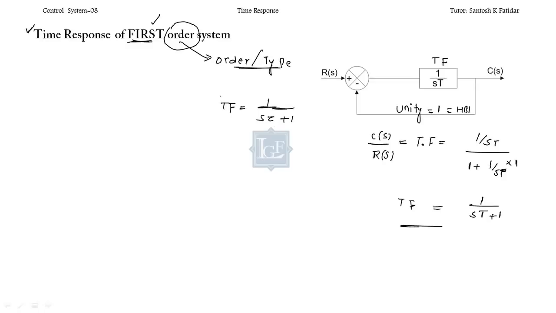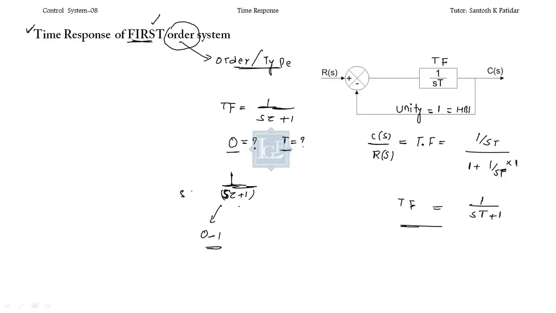Now if the question is what is the order of the system and what is the type of the system, O for the order and T for the type, my question is what is the order and what is the type of the system. So first I'll tell you what is the order. Suppose you have the transfer function sτ plus 1; the highest power of s in the denominator is nothing but the order. So here order is 1.